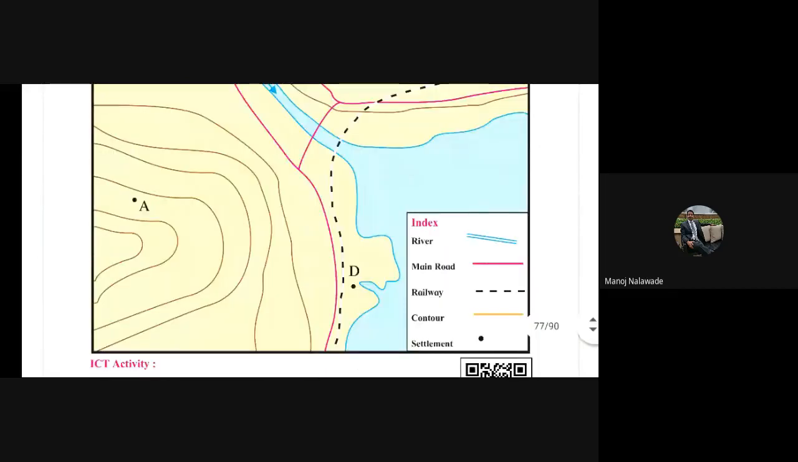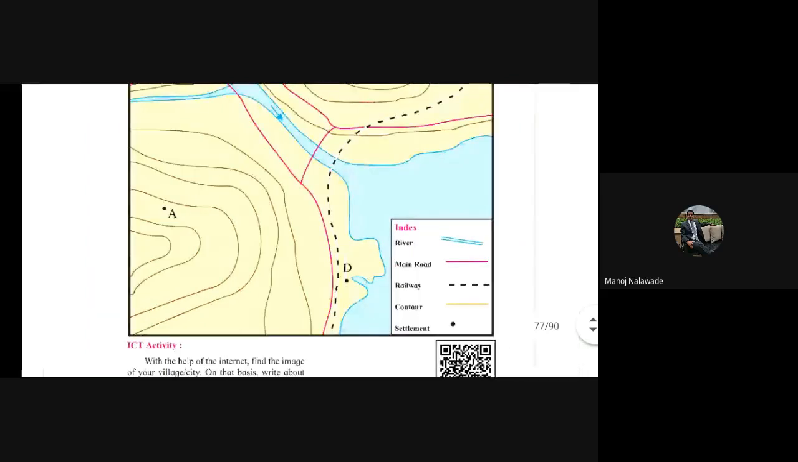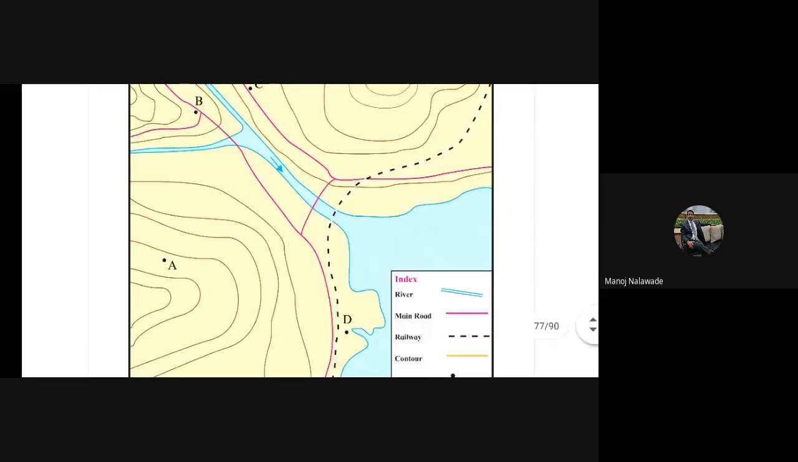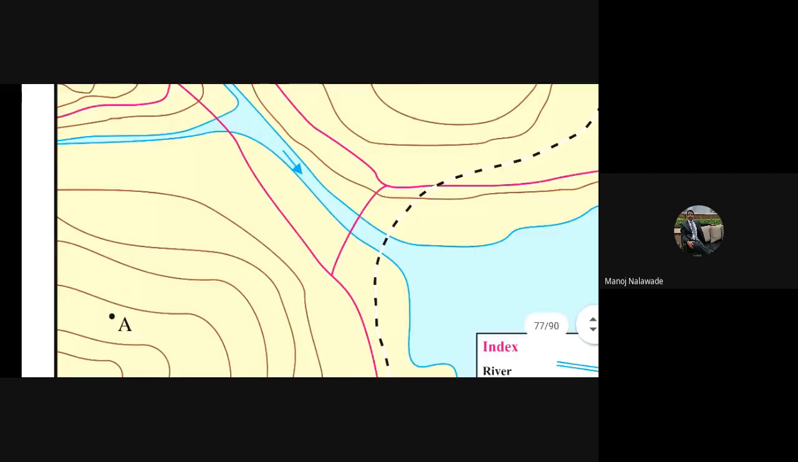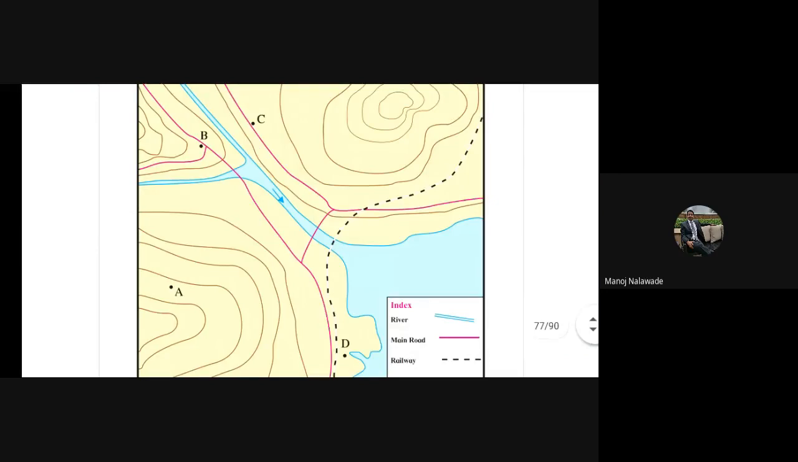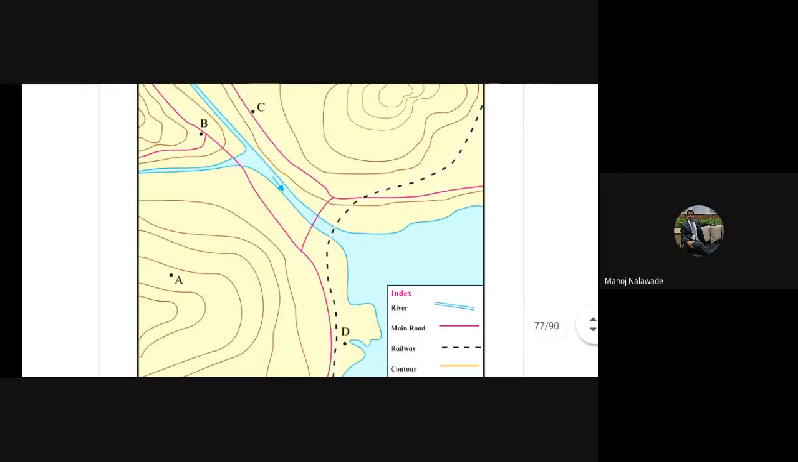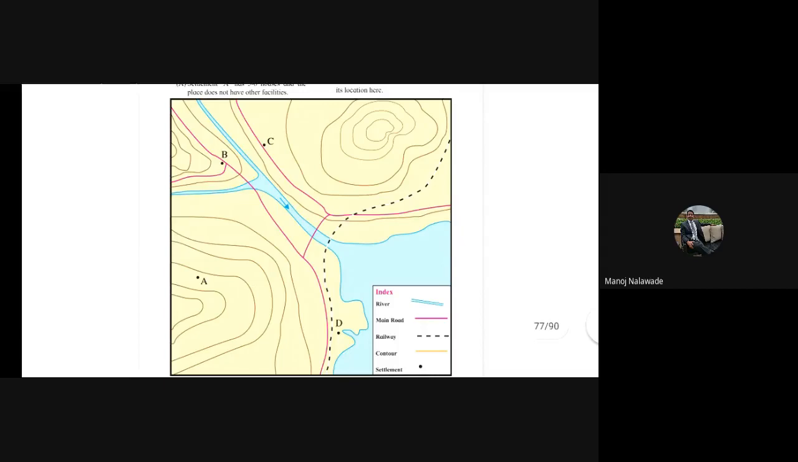Are you able to see this figure? Yes, sir. You can see these contour lines, right? Too many lines. So basically what it is telling you, you can see one arrow here, right? This arrow is nothing but the direction of flow of the river. Are you able to understand? So there are two streams that are coming together and becoming a river, and this river is going to the dam or reservoir.